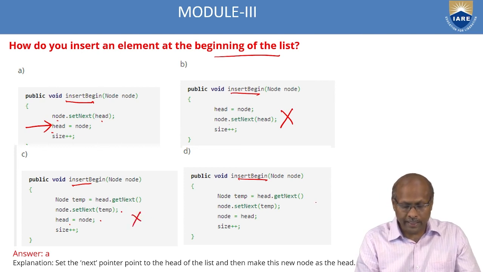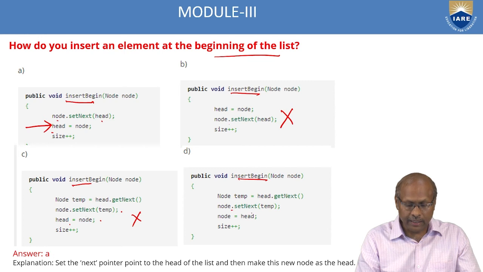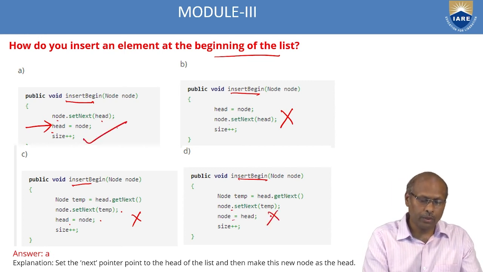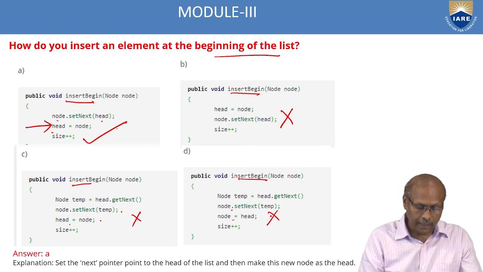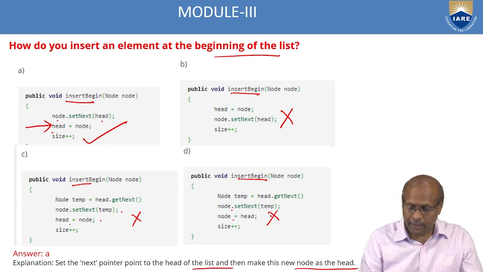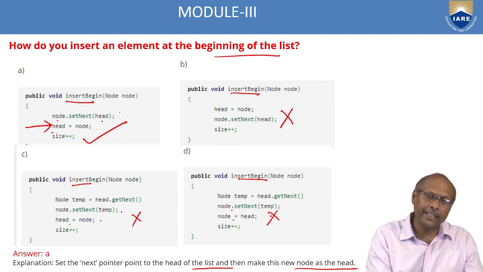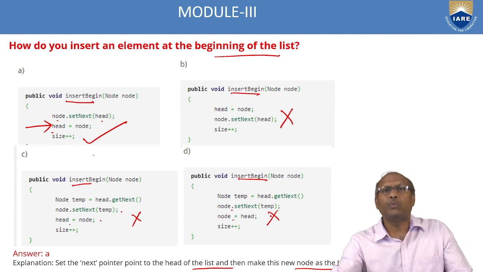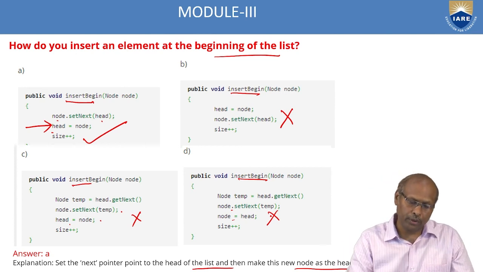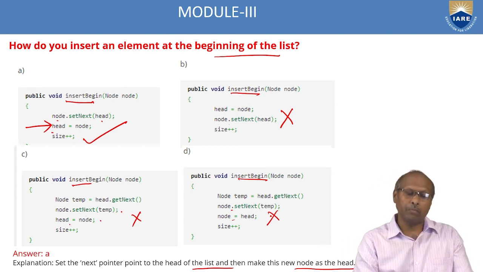Node temp equal to create, and node.next this node equal head. That means this also is not possible. So the answer is the first one. The next pointer points to the head of the list and then make the new node the head. This is the correct way of implementing inserting a node at the beginning. So most of the time they will give this type of 4 options. Then you have to choose which is the best one.